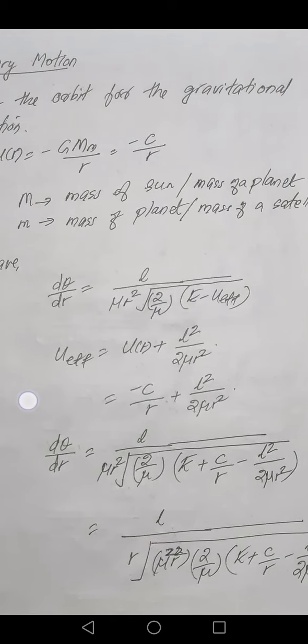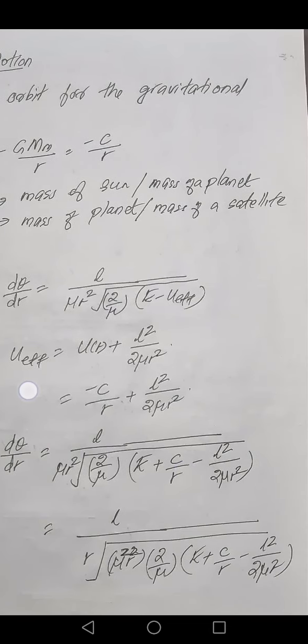d theta by dr is L by mu r square. We are substituting the value of U effective here, 2 by mu into E plus C by r minus L square by 2 mu r square, that's equal to L by r into the square root of, taking mu r inside, mu square r square into 2 by mu E plus C by r minus L square by 2 mu r square. The calculations are simple. I'm changing to this format to use some standard integral.